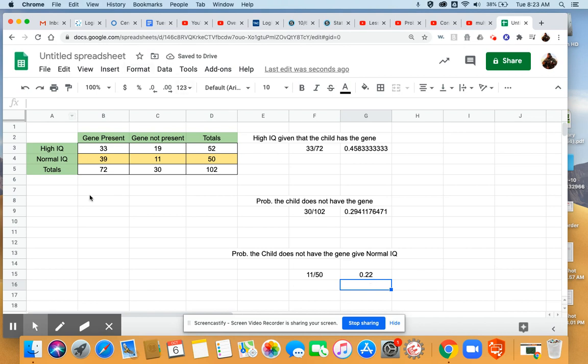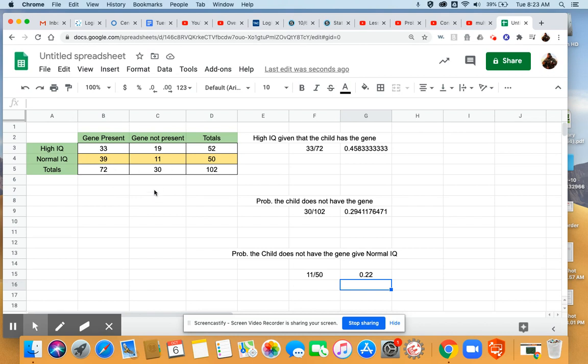So, two-way table, conditional probability: look for the phrase "given that," and keep in mind that whatever condition they give you, in this case a normal IQ, means only look at the normal IQs. Here it said given that the child has the gene, which meant only look at the ones that have the gene. That tells you which group to look at and which total you'll be looking for.